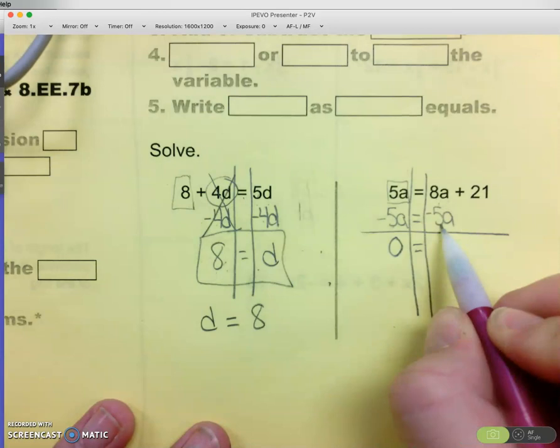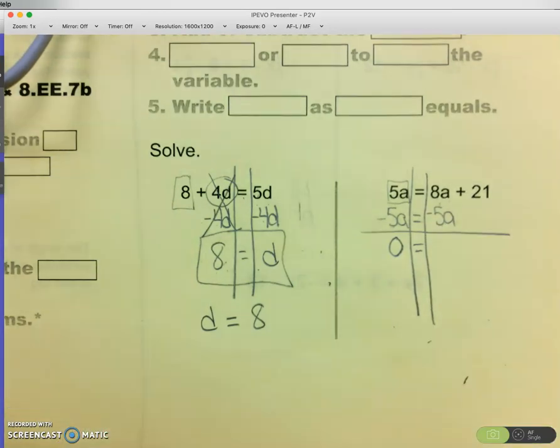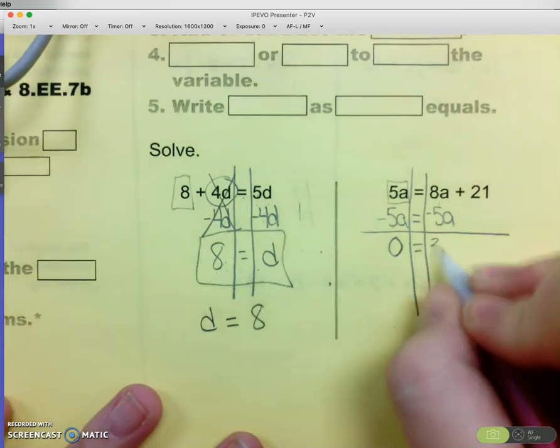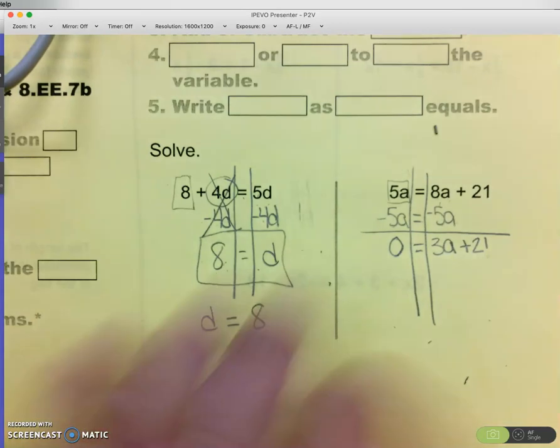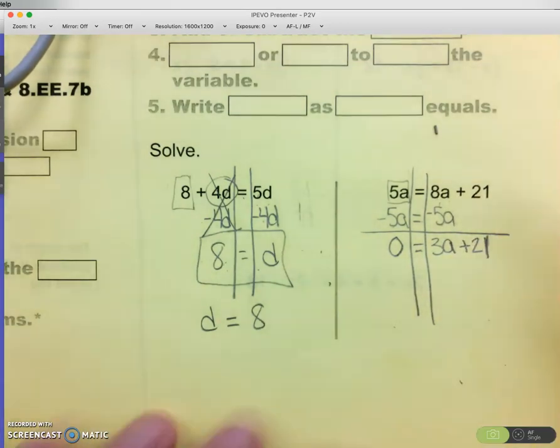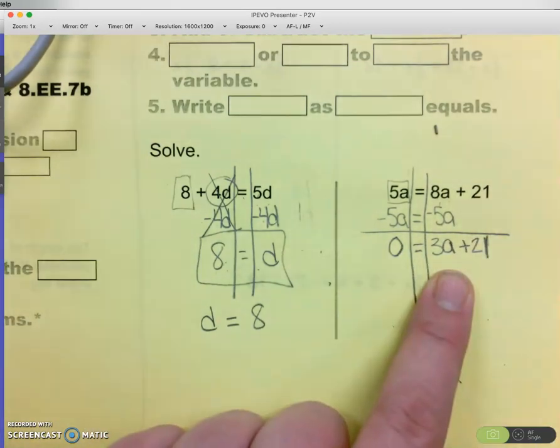8a minus 5a, I have 8 apples and I take away 5 apples. I have 3 apples left. So 3a plus 21.